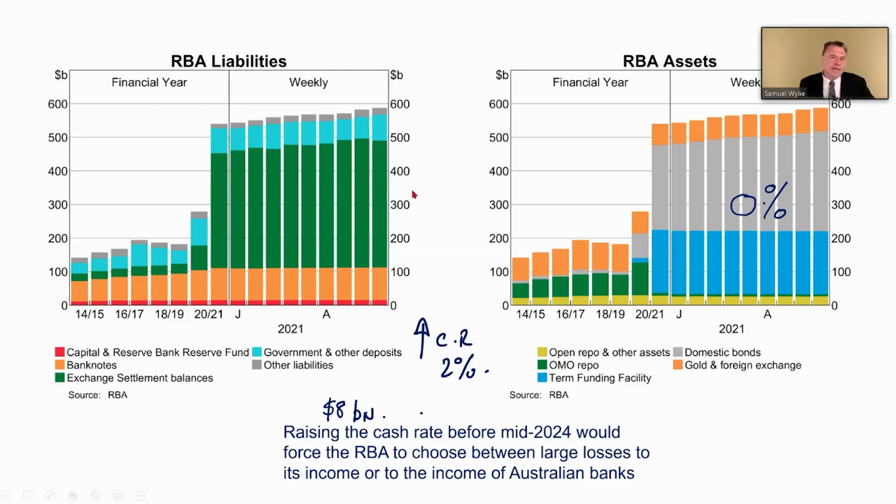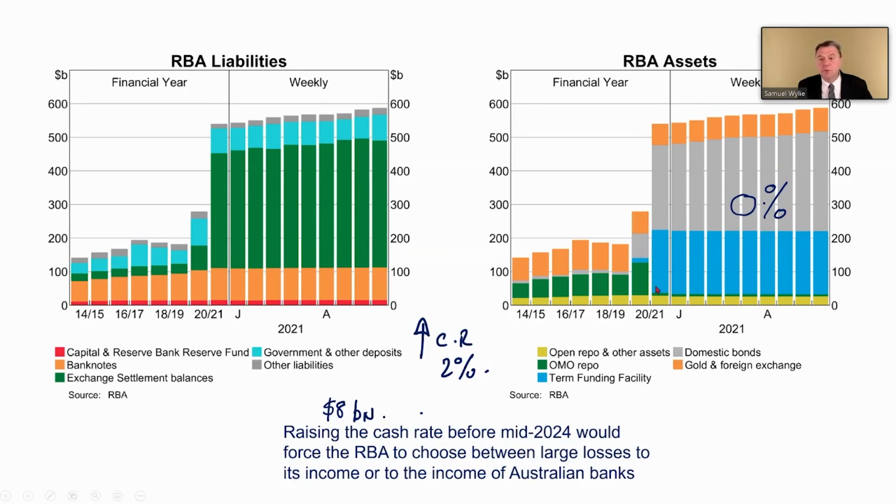So you can either impose a big loss. If the RBA was to raise the cash rate, it can either suck up an $8 billion loss or it can push it onto the banking system. So here are its choices: ruin its own income statement or weaken the banking system. That's the result of this.